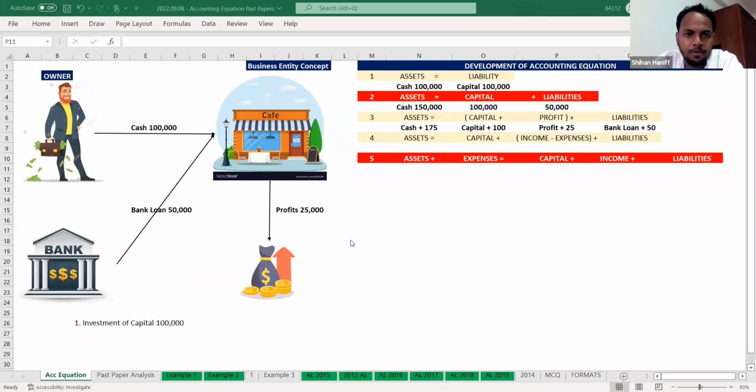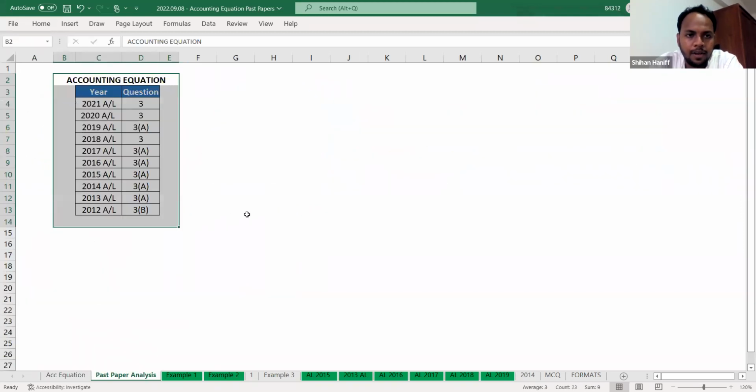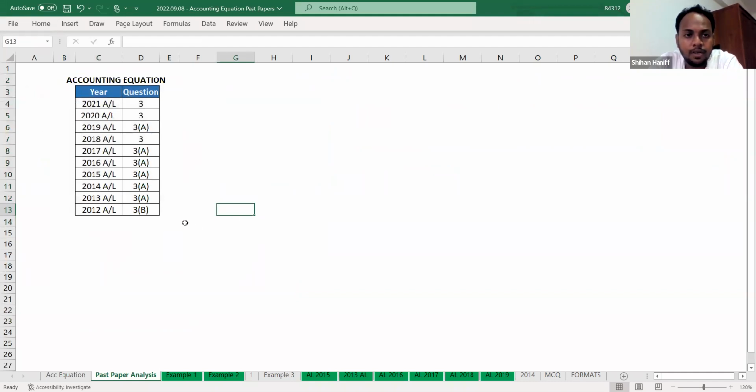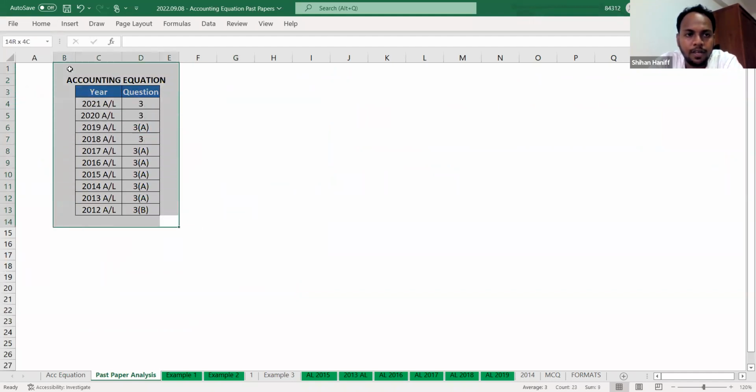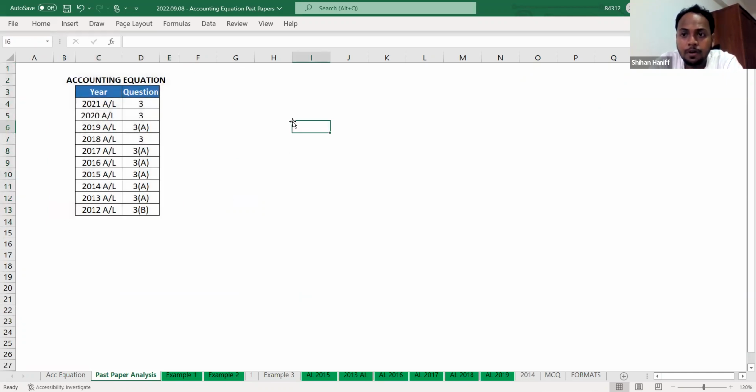Okay, so we have already discussed the accounting equation, the introduction part, how we develop the accounting equation from assets equal capital plus liabilities to assets plus expenses equal capital plus income plus liabilities. As I told you, the accounting equation is a very important chapter because there is a compulsory question every year.